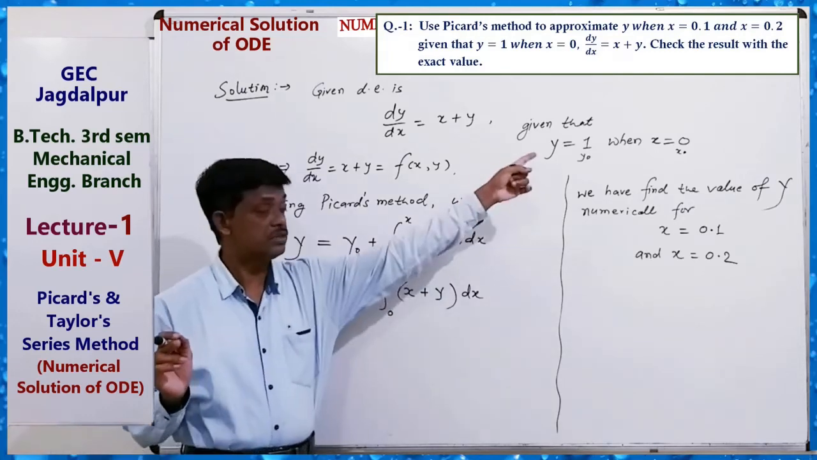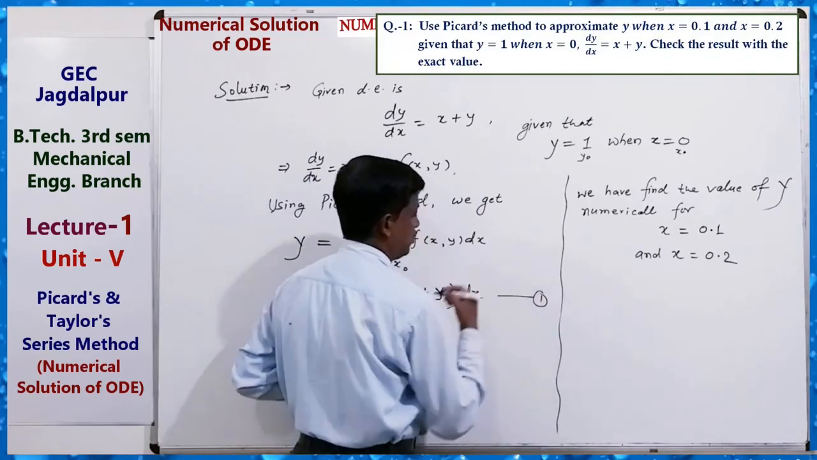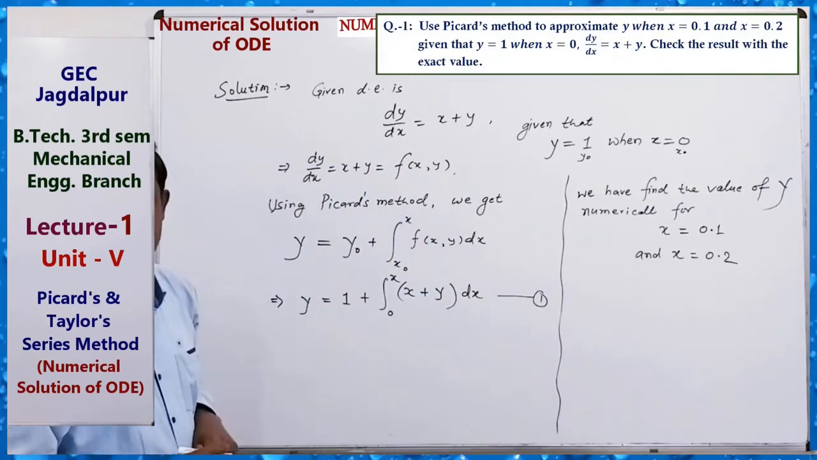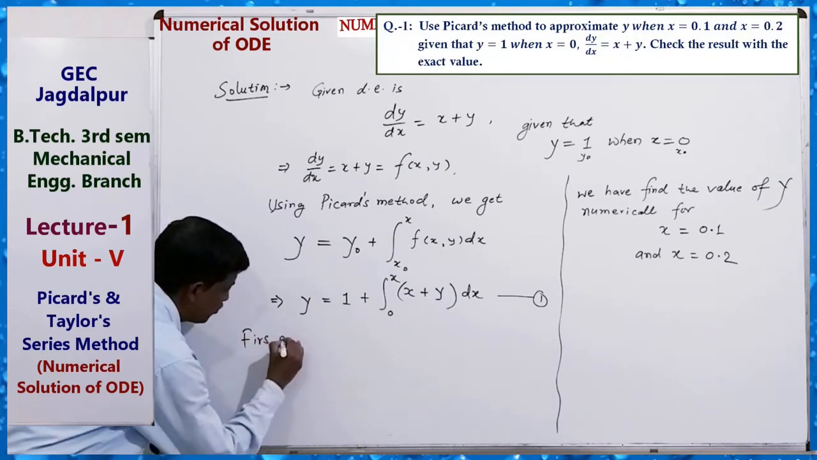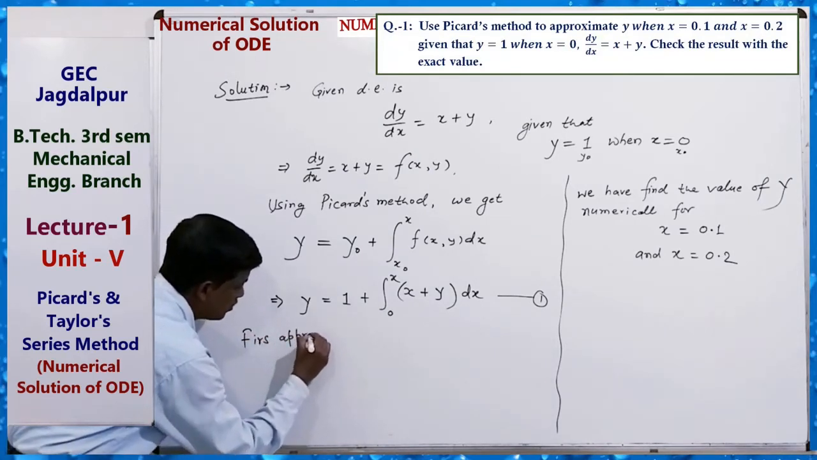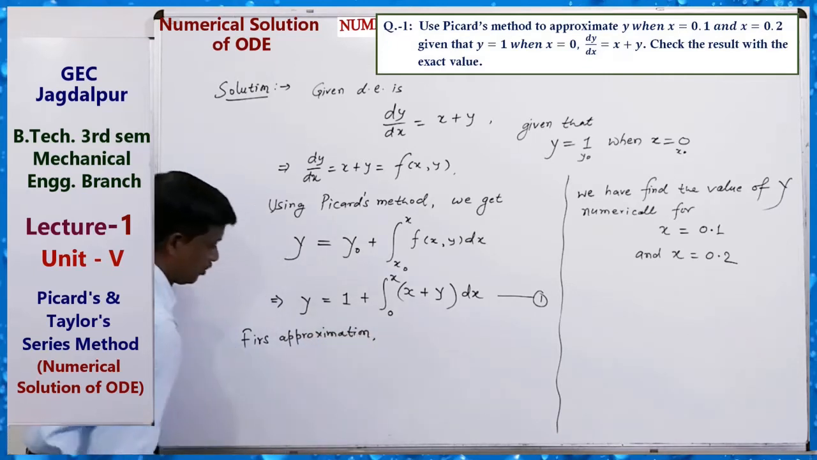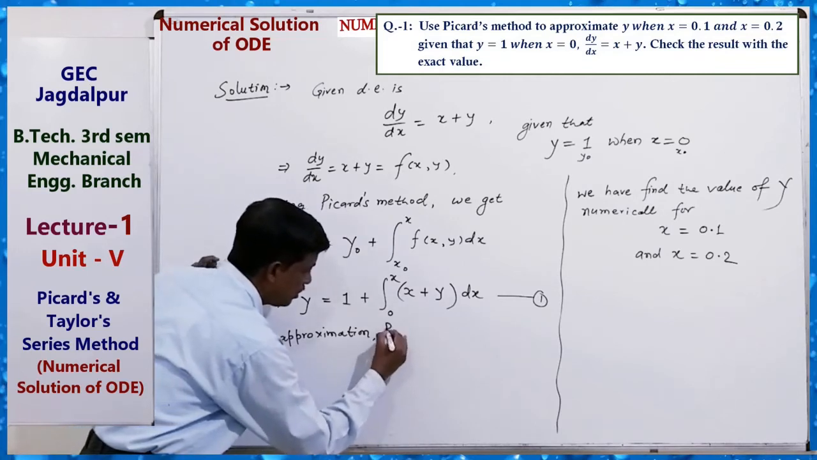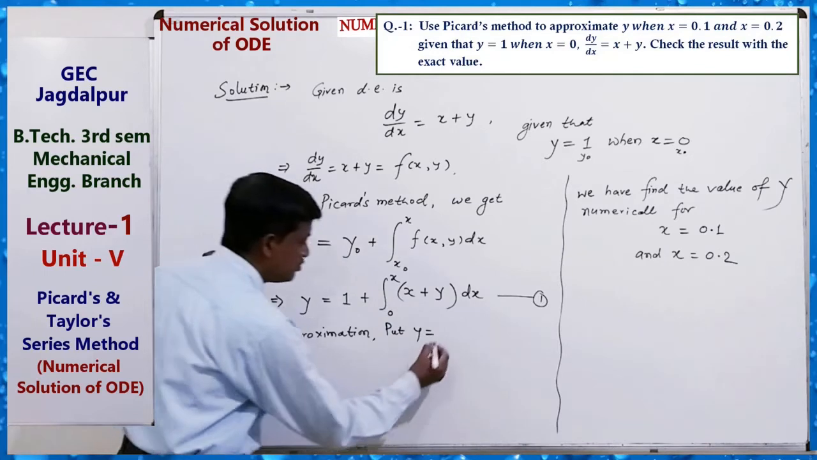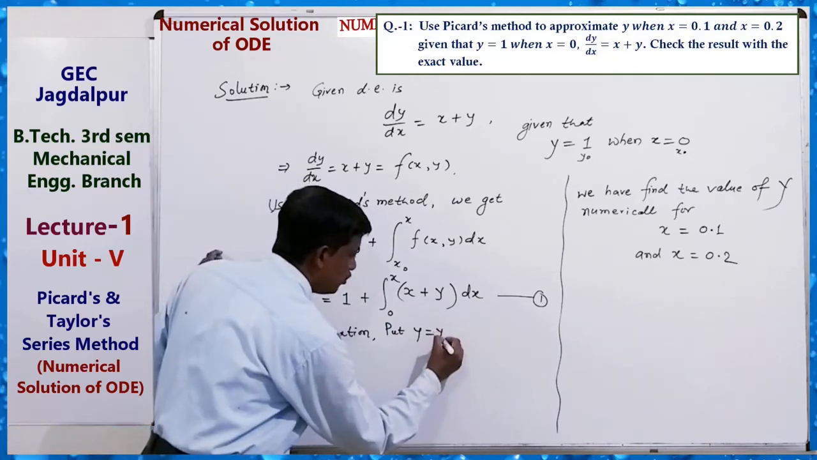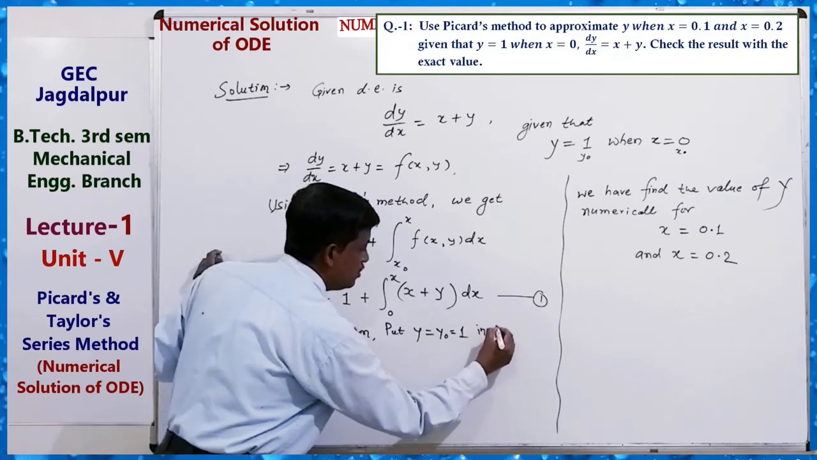Now, for the first approximation, this is our formula; we use the initial condition like this. Now, this is our formula due to Picard. So now, the first approximation: put y equals y0 equals 1 in the integrand.